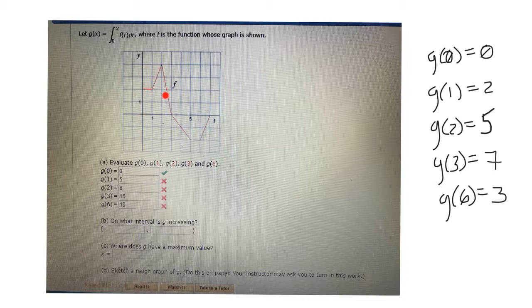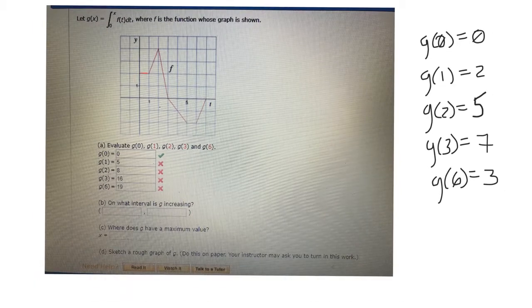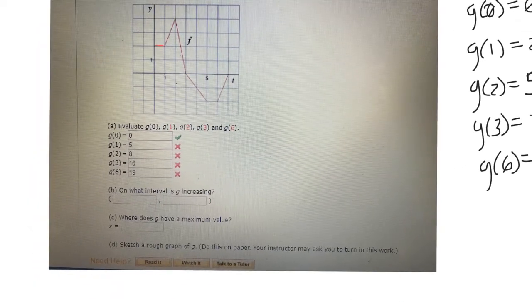Here's the graph of f. The area under the curve was 2, then it was 5, then it was 7, and then it started decreasing at that point. Okay, so that's the way to understand it, in my opinion. Think of the integral function as the area under the curve. Think of it purely in that way, and you should be fine if you do that.